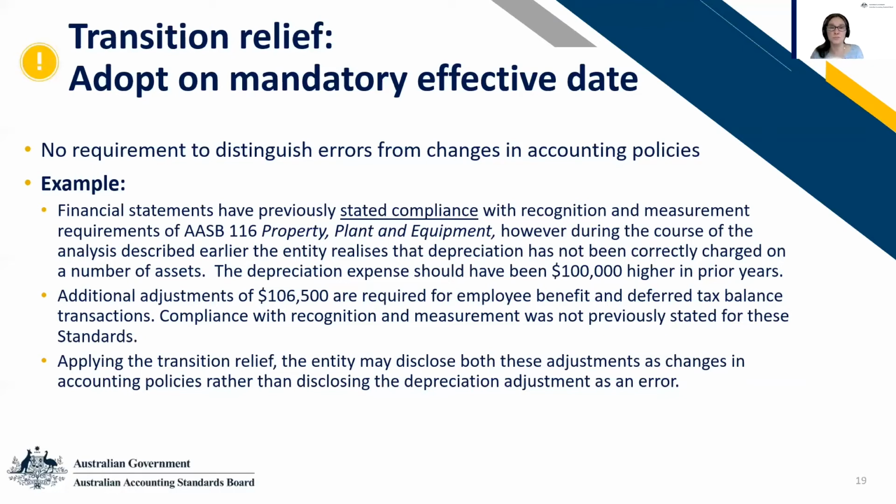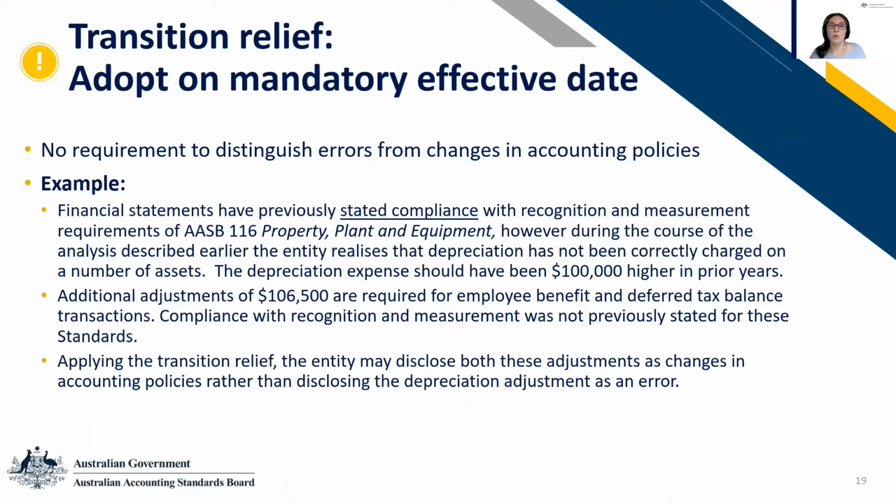And to illustrate what this means, I've got an example for you. So my financial statements have previously said they complied with the recognition and measurement requirements of AASB 16. We haven't said we comply with anything else. We've just said we comply with AASB 116. However, during the course of the analysis that we've talked about earlier, where we were looking at the differences, we realized that actually we didn't completely comply. There was depreciation that we undercharged of $100,000 in prior years. Had we really been complying with the standards properly, we would have had depreciation which was $100,000 higher.